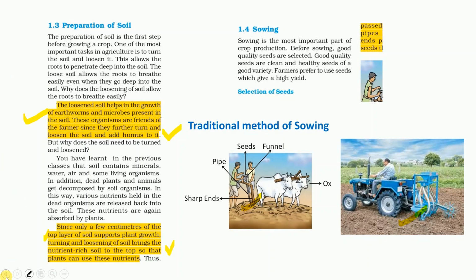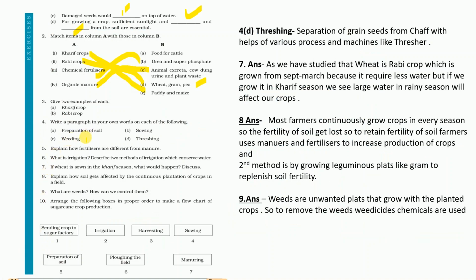And now coming towards the third question, this is weeding. Weeding is a process of removing the weeds from our farm with the help of chemicals called weedicides. And now the D part, threshing. Threshing means the separation of the seeds from the chaff with the help of various equipment, such as threshers and harvesters, you can also take it.